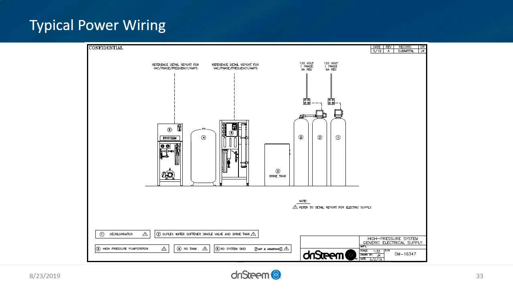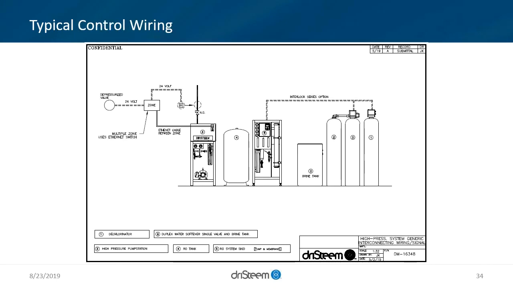Same with wiring for power. So each control head on the pre-treatment requires a 120 volt circuit. The RO station and the high pressure pump station also require voltage, which can be variable. There's multiple different options on that.